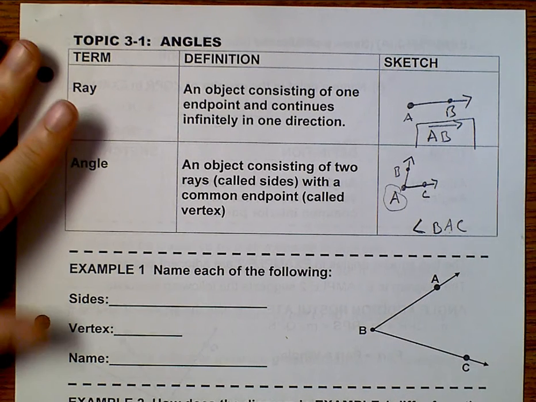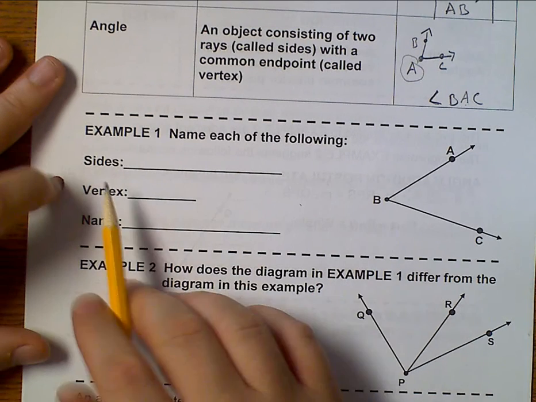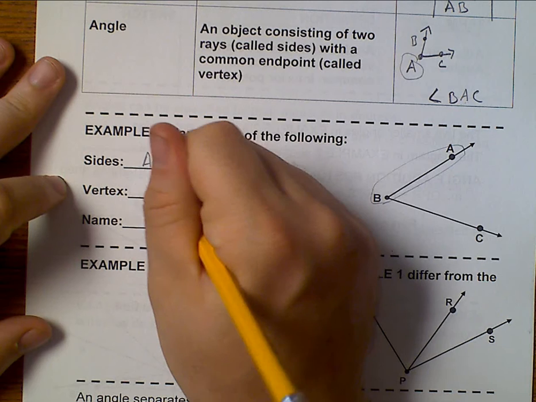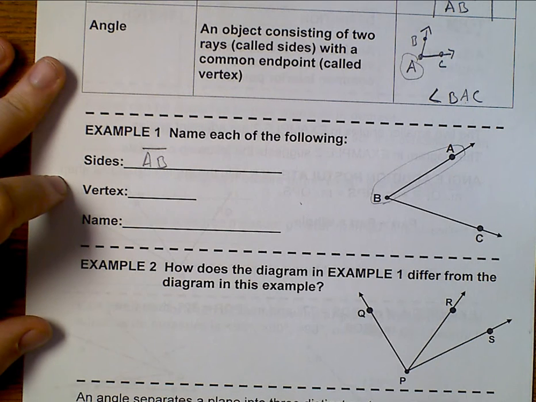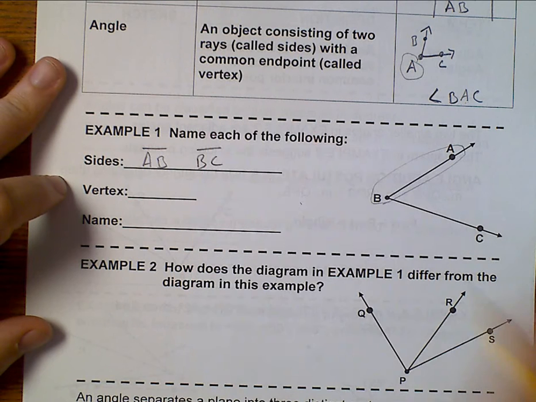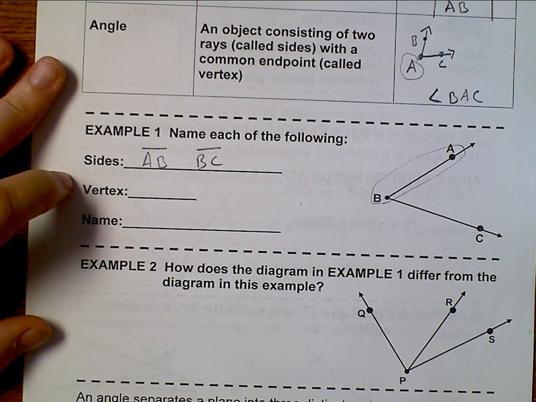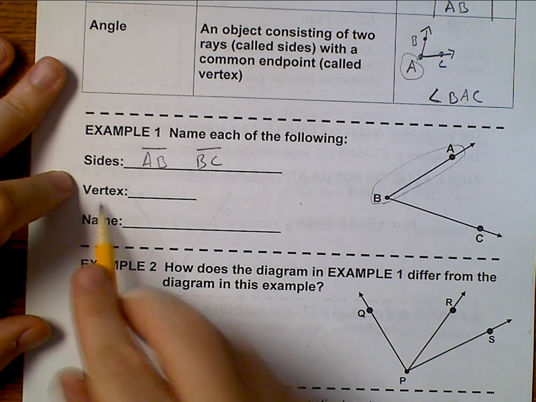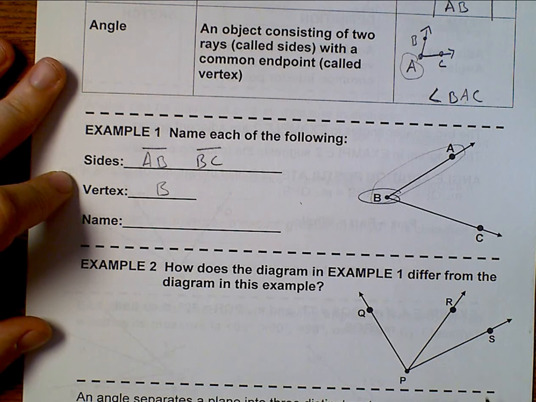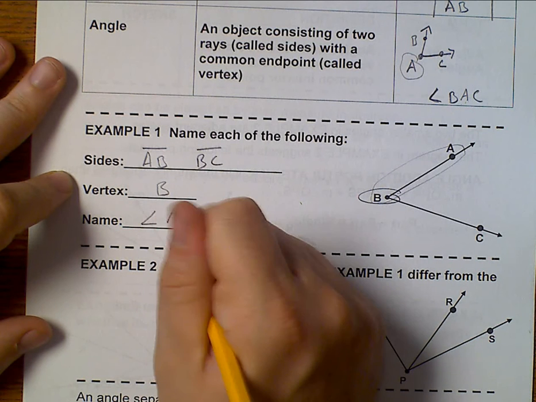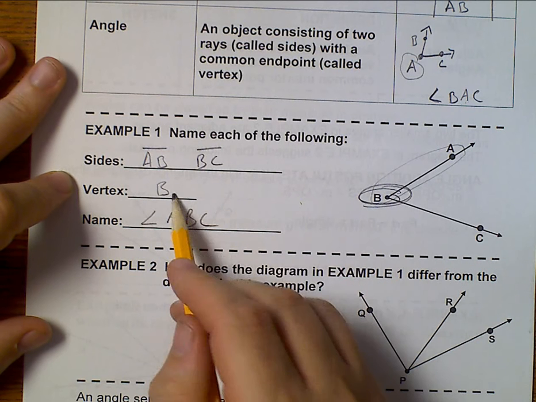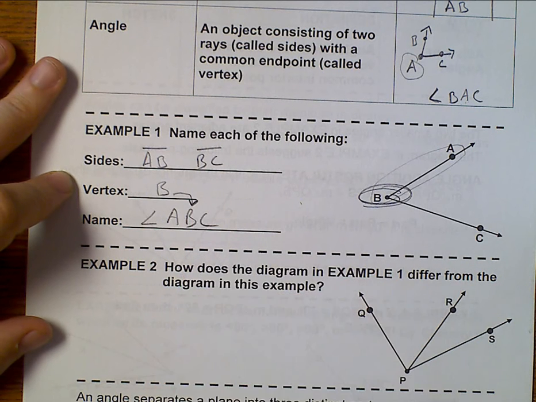Let's go ahead and start naming. So our sides, we have this one. So that is AB. And we also have this one, which is BC. Then we have our vertex, which is B. And the name of this angle would be ABC because B is the vertex.